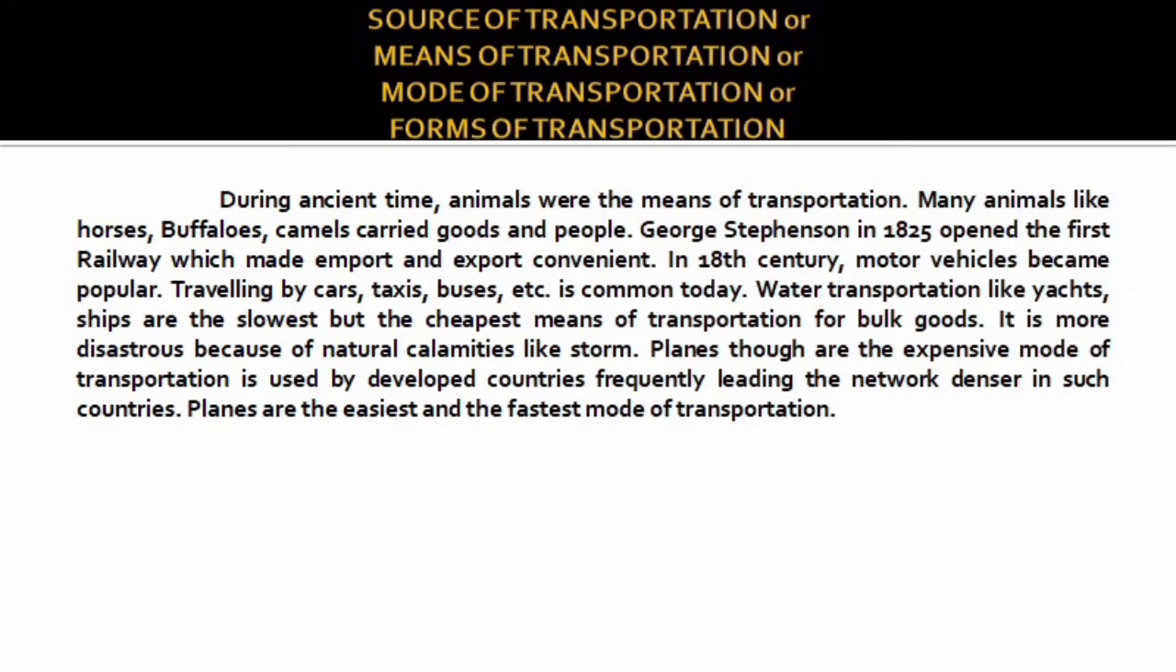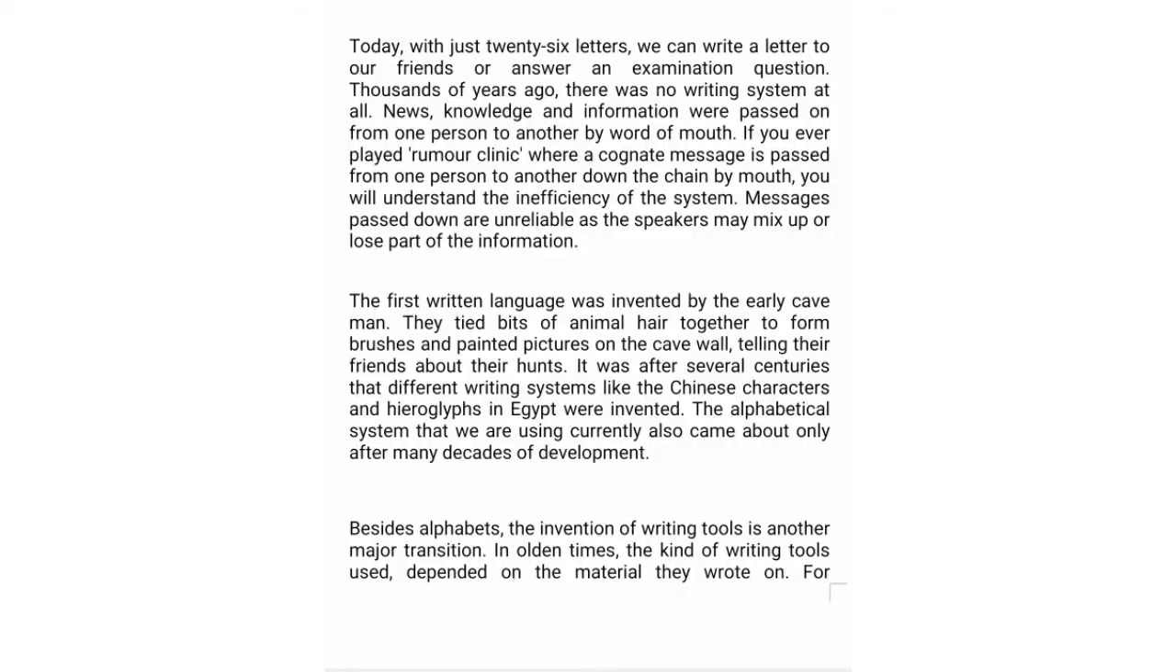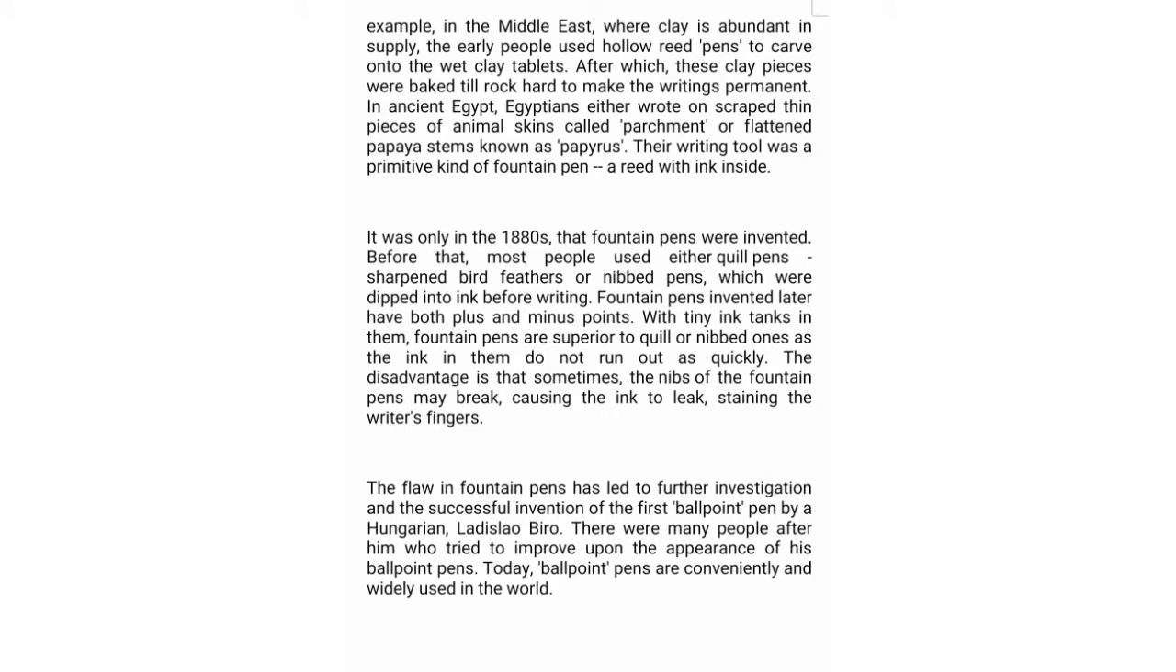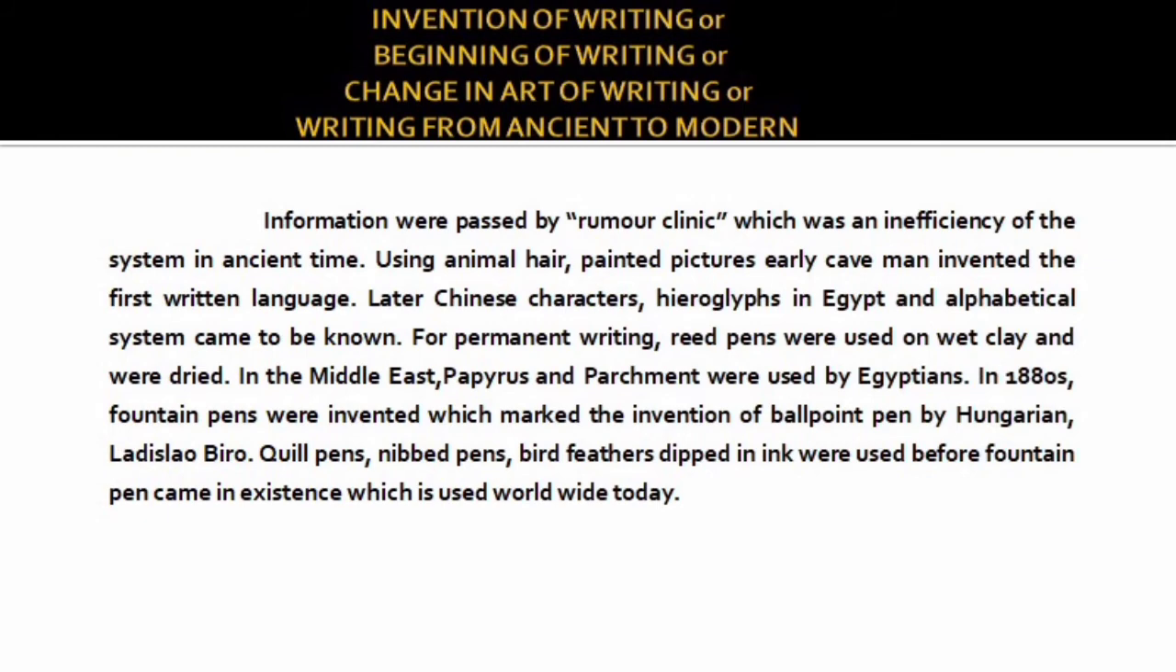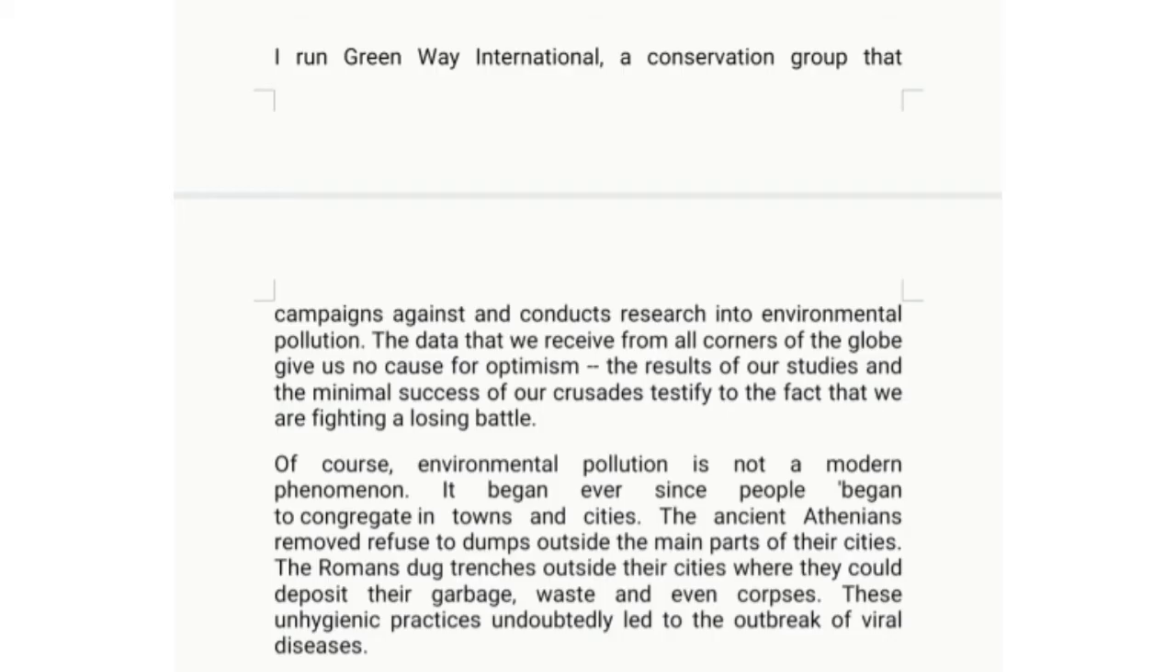One more passage is here, the fourth passage, that is, today with just 26 letters. It's about writing, how writing came into existence, how people started writing. I have given some titles: invention of writing, beginning of writing, change in art of writing, or writing from ancient to modern. So you have to precise it, giving some important information in it.